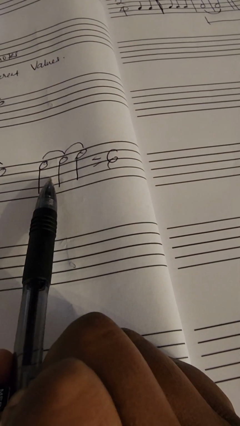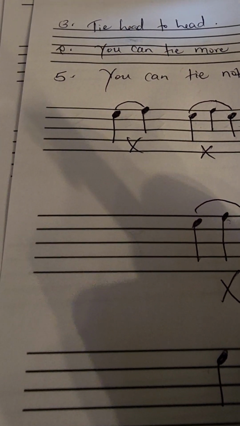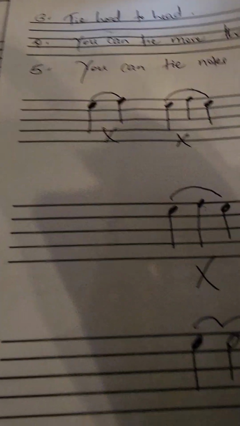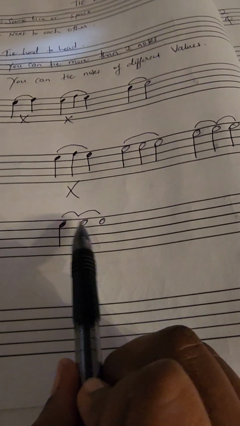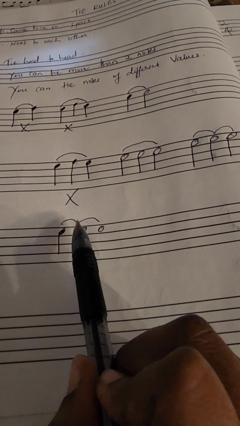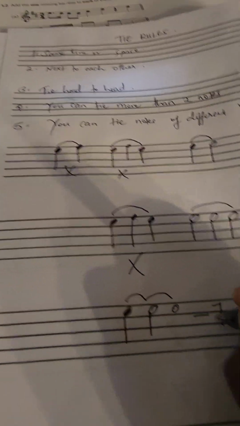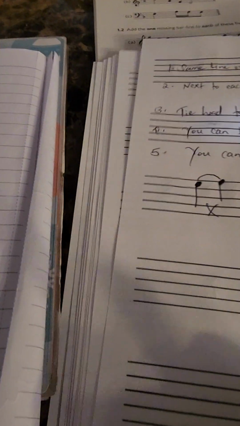And then you can tie notes of different values. So for instance, we can do a crochet tied into a minim, tied into a semi-brief. You could easily do that. So that's what that means. You can tie from different values. This is a 1 count note, 2 count notes, 4 count notes, and then they add up. This one would be 7 counts total. All right. The tricky one would be this one.